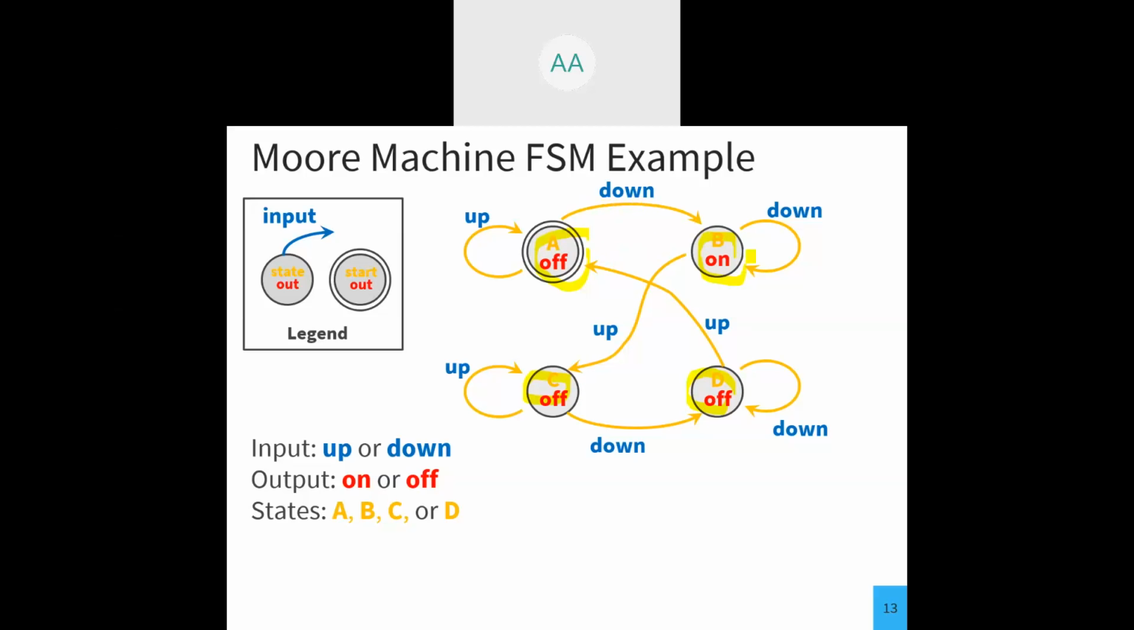But the next state, let's suppose B, depends on the input, like down, and the past state. Suppose you are in A. Next state B depends on the current state A and the input. It should be down if you want to go to B. If the input is up, it's going to stay at A, and so on.